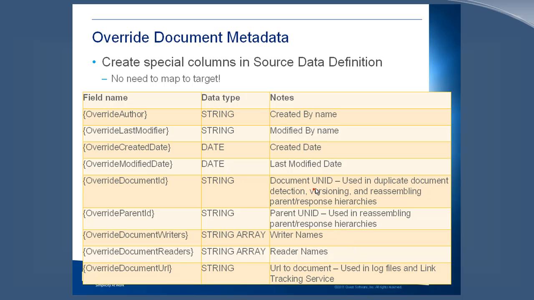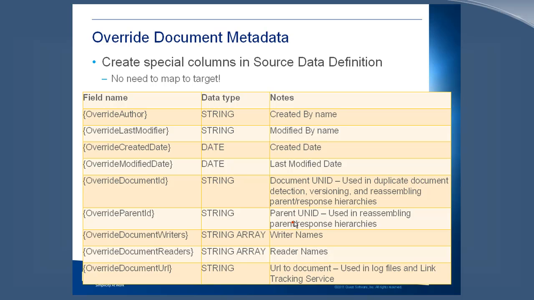And then we pull out the document universal ID and the parent ID when we're doing things like keeping track of versioning, what's a duplicate document, how do we match up a parent and response in a discussion thread, and things like that. Now, what many people don't know is that you can actually take some control over all of this.